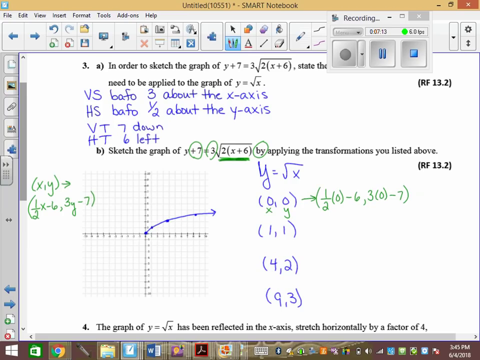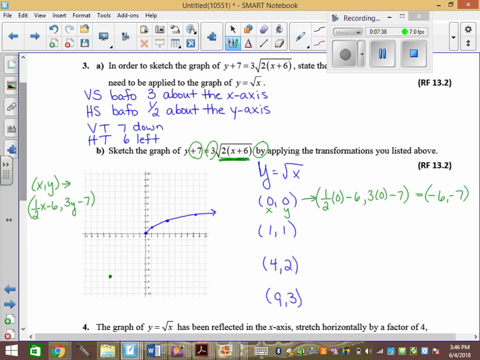And that (0, 0) point has been moved to (−6, −7), which makes sense because the only thing that can move that point, I told you, was horizontal and vertical translation. It doesn't matter that there were stretches at all. It wouldn't matter if there were reflections. That's not going to change it. The only thing that moves this (0, 0) is horizontal and vertical translation. So I'm at (−6, −7). So about here.